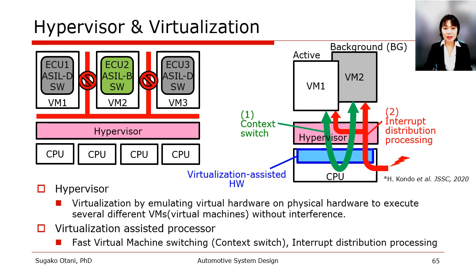A virtualization-assisted processor can reduce these overheads by a register bank that immediately switches system registers required for the hypervisor. The hardware also has an IRQ affinity control interface, which specifies the VM that services a given interrupt.